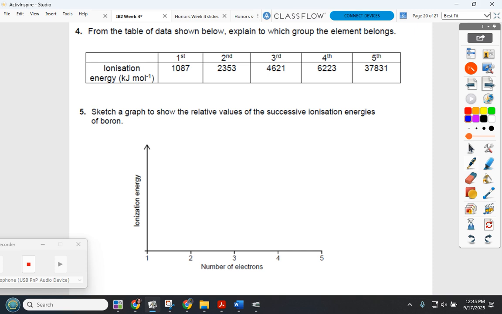So where do you guys see the biggest jump in this table? Which one? The 5th one, yeah. So going from here to here is a huge difference. We're like 5 times higher energy, okay? So that means that we can lose 4, and then it's really hard to lose the 5th one, okay? So what group would this be?